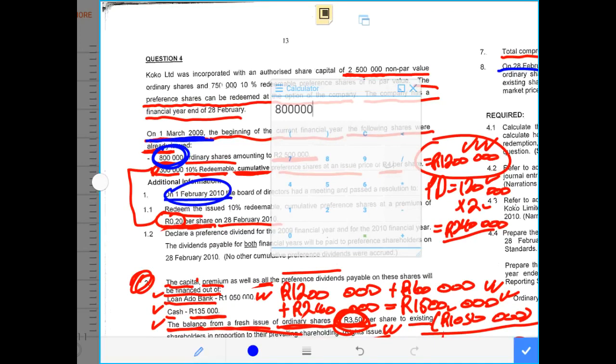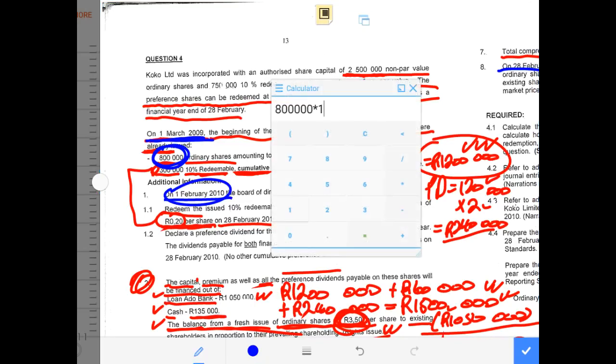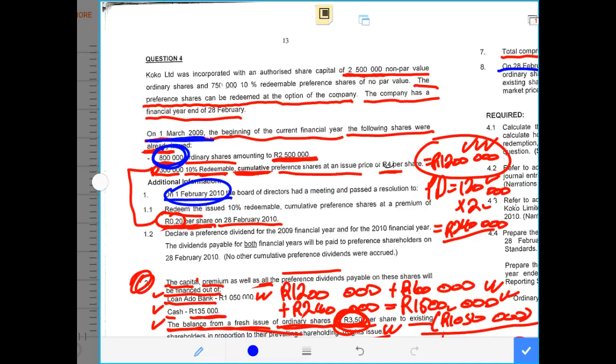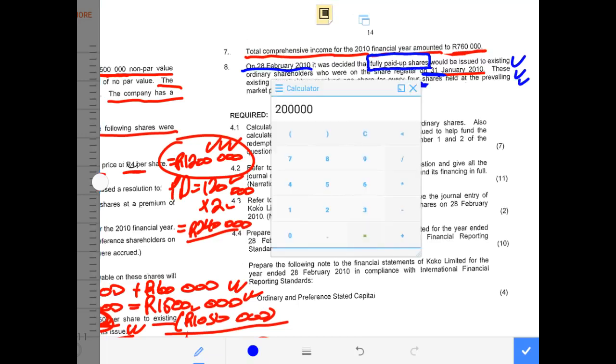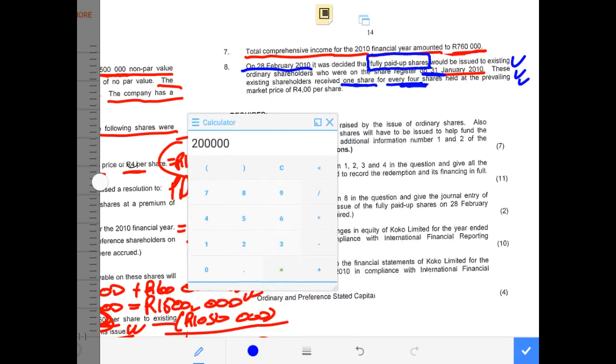They told us that. So 800,000 times 1 divided by 4. And I said whenever the entry says for every, and in this case they said for every 4 shares, they will receive how many shares? 1 share for every. And whenever they say for every, you divide by for every. In this case, for every 4 shares. That is why we divided by 4. We said 800,000 of the shares that were already in the share register by the 31st of January, we divide that by for every 4 shares, and it gives us 200,000 shares that will be issued as the right issue shares.